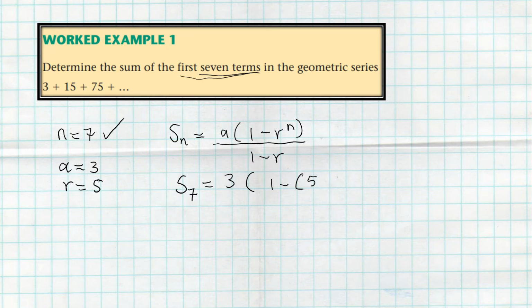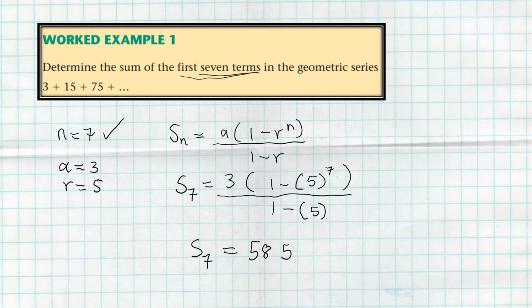So what's our R? Our R is 5. What's our N? Our N is 7, right? All divided by 1 minus our R, which is 5. So we're simply going to use a calculator and determine the answer for this sum. So let's do it. Using a calculator, we get 58,593. So when you sum up the first 7 terms, you can see it's going to get a lot. It's 58,593.